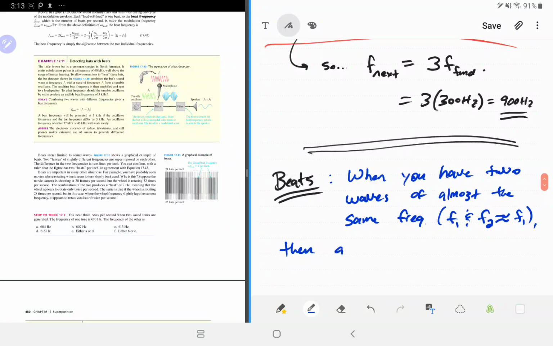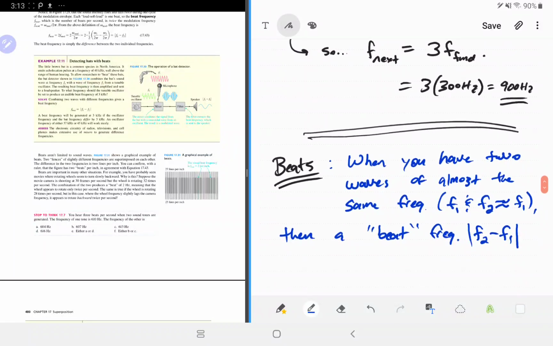Then a beat frequency is |F2 minus F1|, and it doesn't matter which one's bigger. So if F2 is bigger, it's F2 minus F1. If F1 is bigger, it's F1 minus F2. So just to handle both cases, we just put an absolute value. Then a beat frequency is observed or heard, depending on what kind of wave you're talking about.